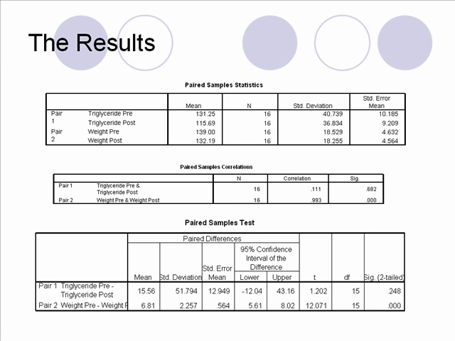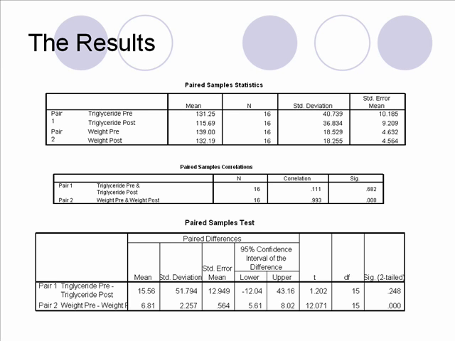Go down to the bottom table, paired samples test. Now we have pair 1 and pair 2 again. We have the exact same things as above, triglyceride pre and post and weight pre and post. And there's the mean. I want you to write this down on your paper there. That mean is the mean difference score. Again, that's what I just gave you. We subtract the pre and post-test score, and we came up with those two numbers, 15.56 and 6.81. Then standard deviation, standard error of the mean.